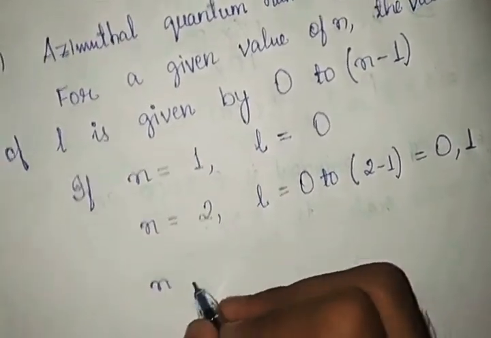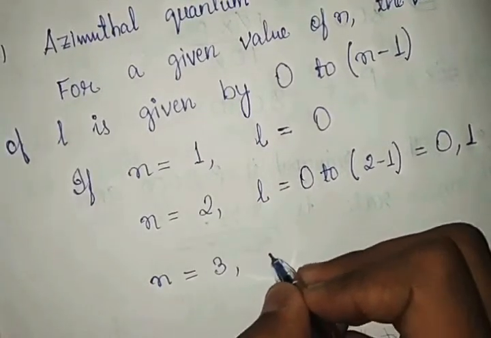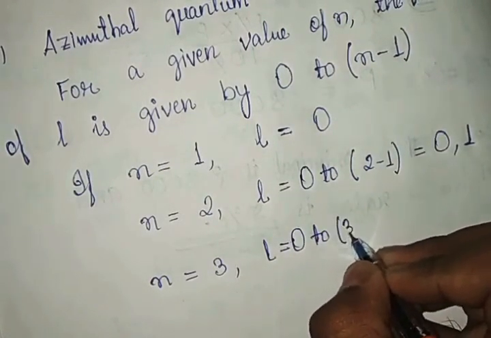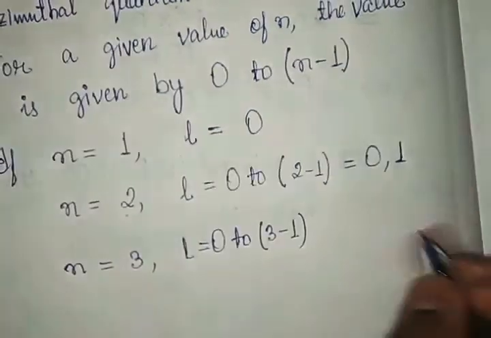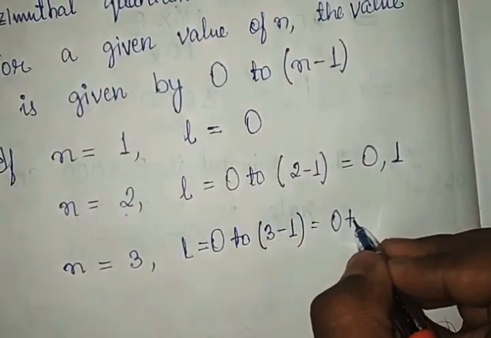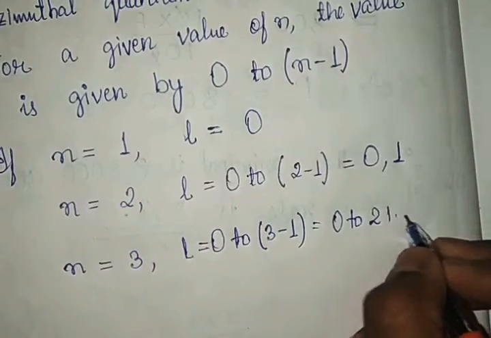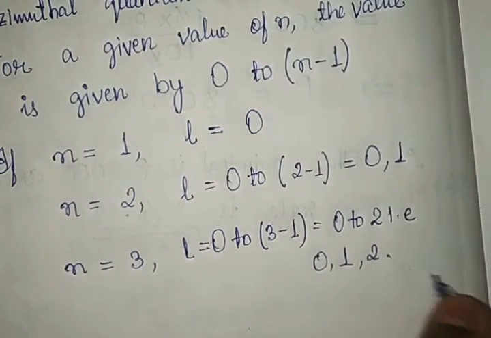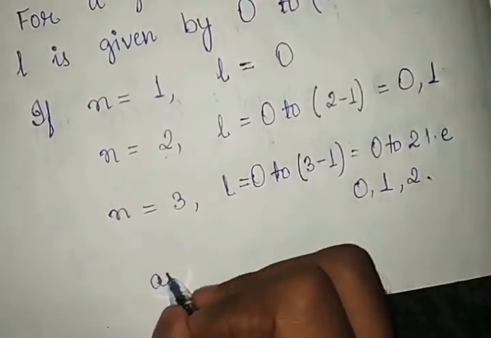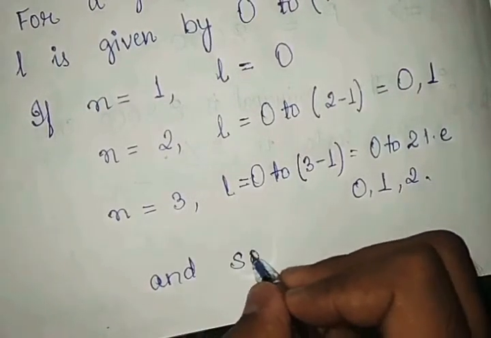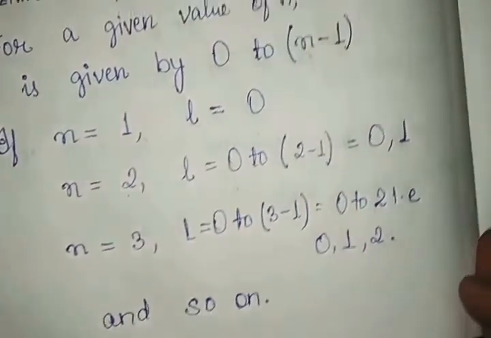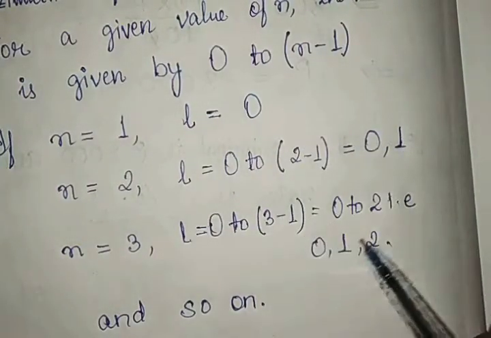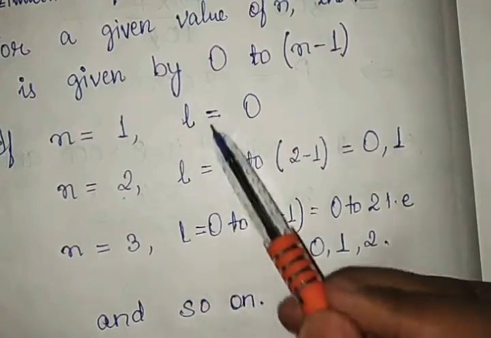Next, if n is equal to 3, then the value of L will be from 0 to n minus 1, that is 3 minus 1, which will be 0 to 2, that is 0, 1, 2, and so on. Then these azimuthal quantum number values, 0; 0, 1; 0, 1, 2, meaning the values of L, will give the subshell.